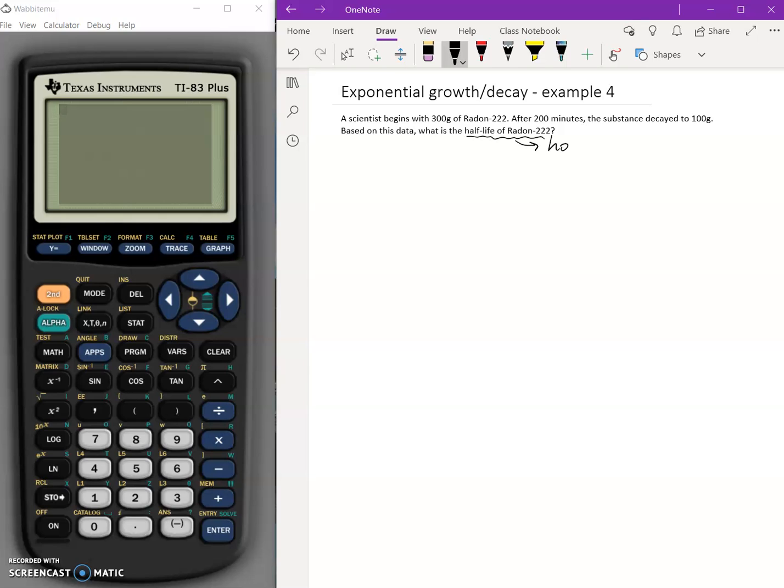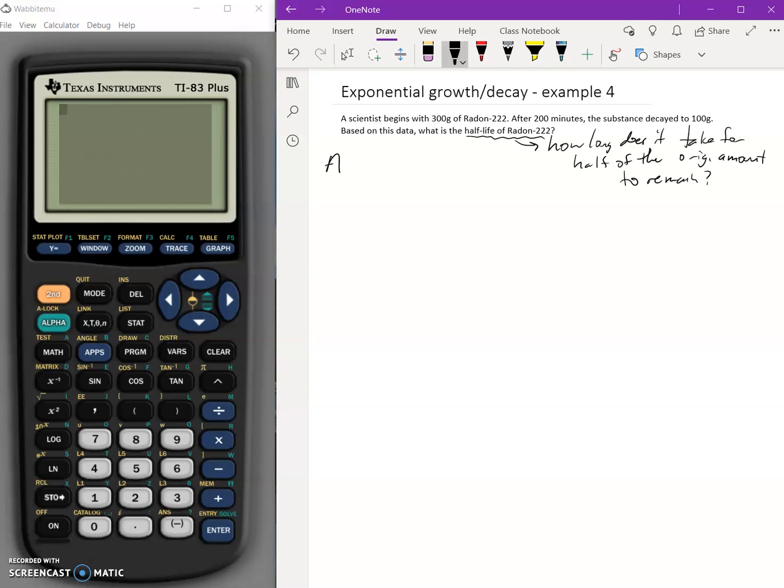We're saying how long does it take for half of the original amount to remain. So we're trying to find this time.